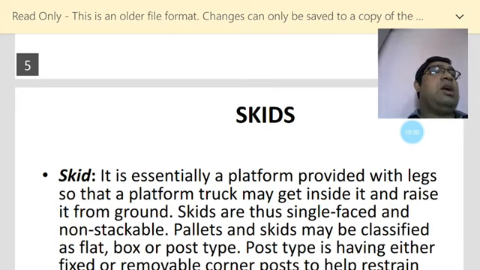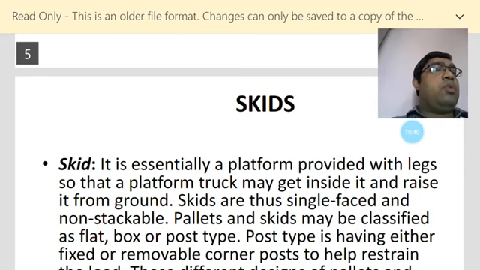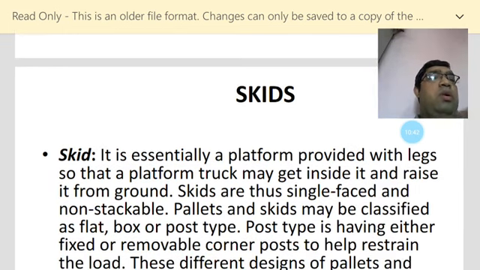Including these skids, at the lower end you have to put some wheels, two or three wheels, just like dollies. And this type allows you to move easily from one place to another place.